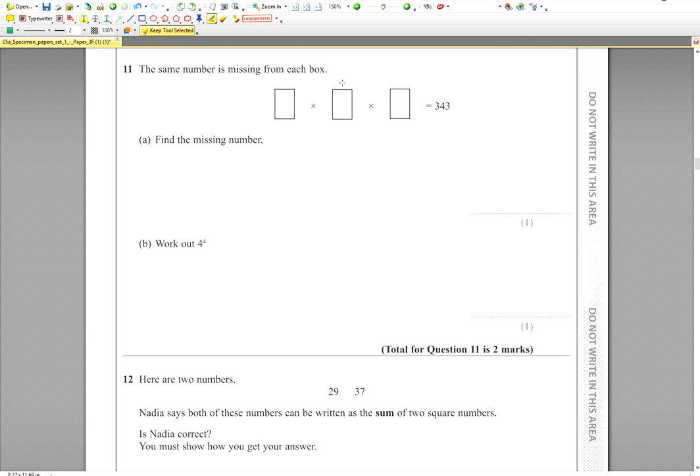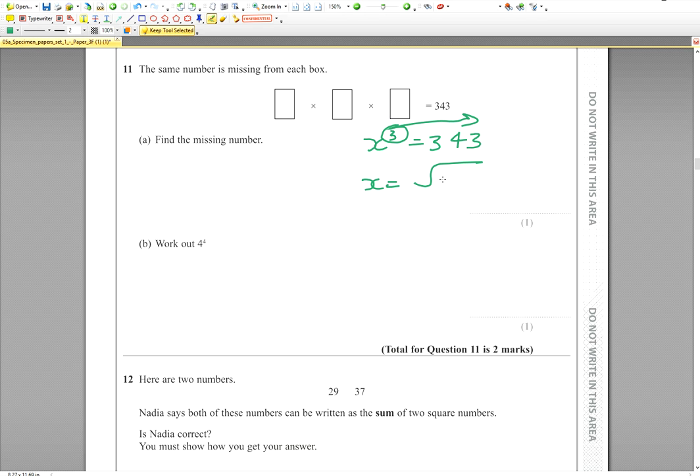Okay, the same number is missing from each box, so something times by itself. Zainab, don't eat pen. It's missing from each box. Okay, so something times by itself 3 times. What does that mean? So it's going to be x cubed is equal to 343. Yes, is that right? Is that the way we can think about the question? I got 7. Okay, so the opposite of cubing something is to cube root.